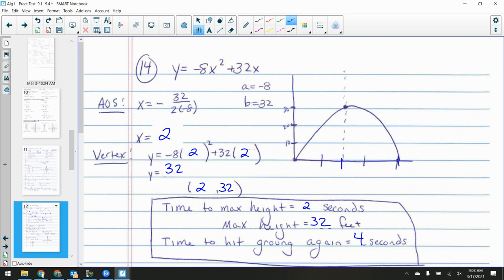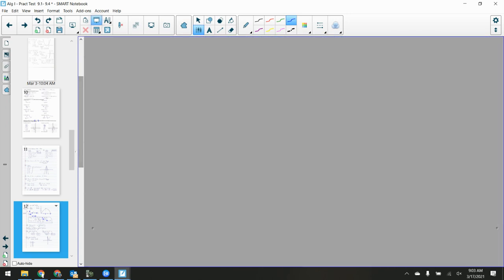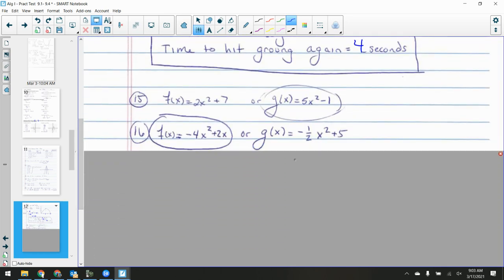Right. Hannah, didn't you have 16? Did you have 16? No, I didn't. Oh, I'm sorry, because you had 16. It looks like it's the -4x². Good, yeah. I would agree with that. Good. So there's 15 and 16.